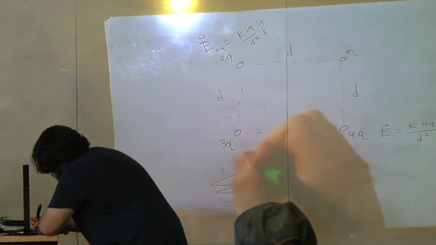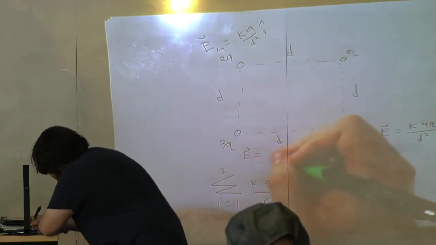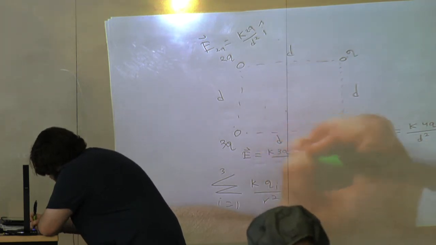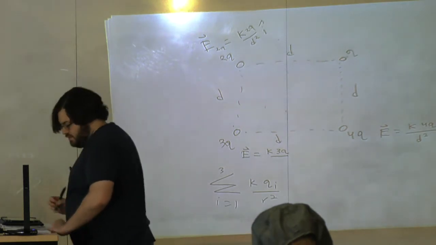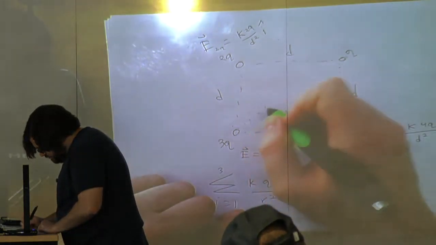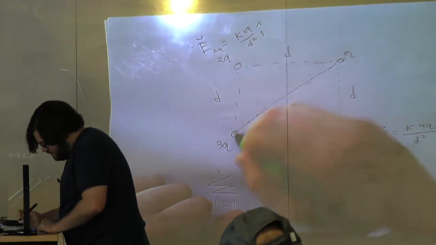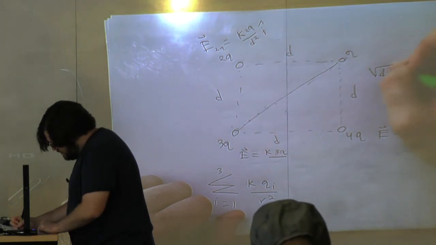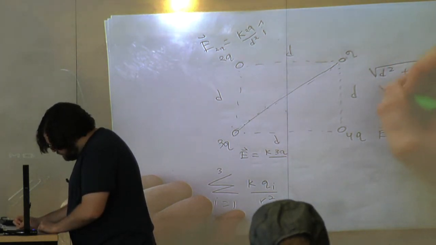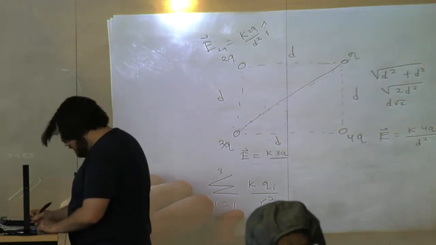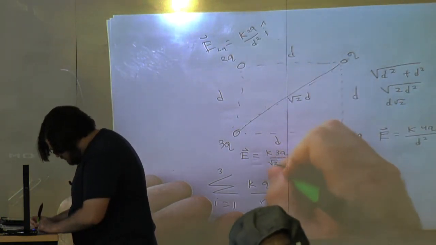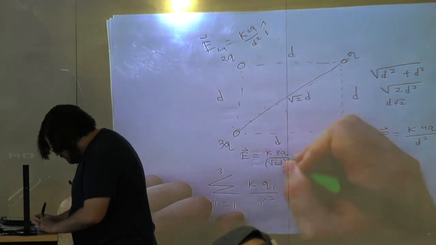And the field caused by this one, well, that's a little more complicated. So we're going to have K3q over, so how do we find the distance here? Well, we have to find the hypotenuse of this triangle. Okay? So the square root of d squared plus d squared, 2d squared, d radical 2, that's this distance.